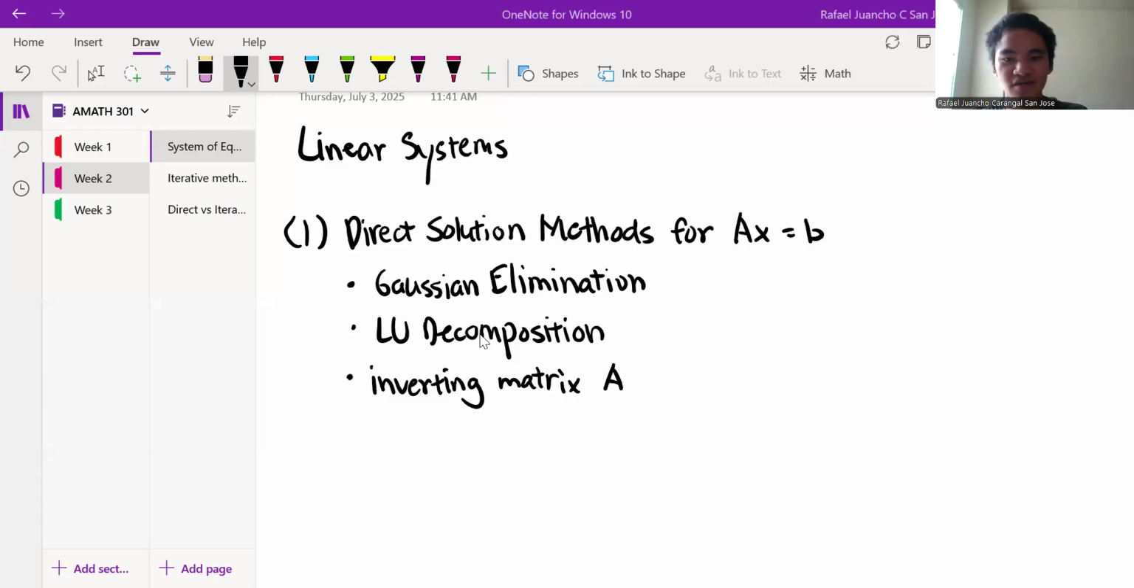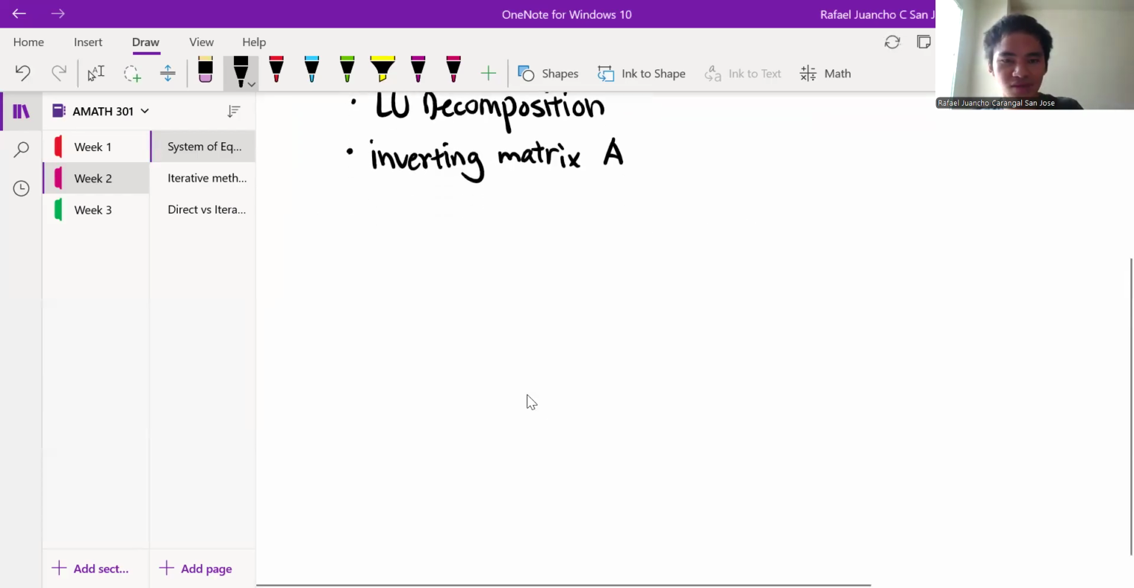So we'll consider a very simple example of a 3x3 system in order to understand the operation count and numerical procedure involved in this technique. Okay, so let's do that. So here we consider 3 equations and 3 unknowns. So here's our example.